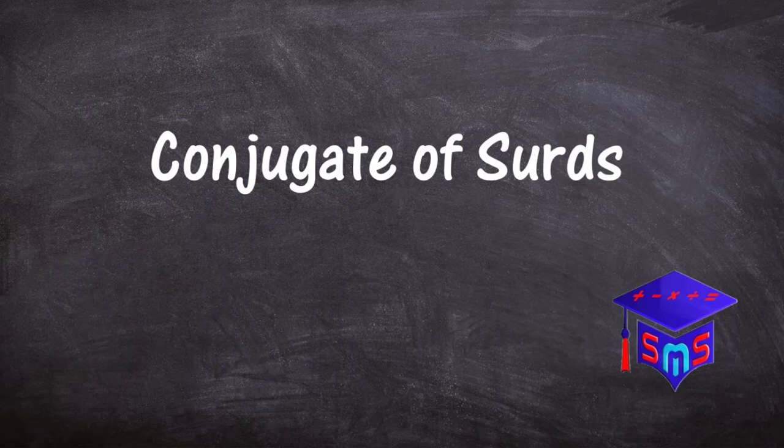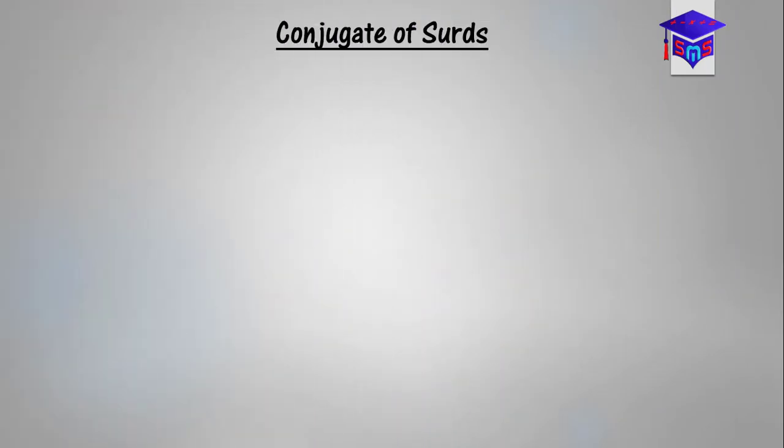Conjugate of surds. If we have a surd like root 5, we multiply it by itself, root 5, to get what? 5, which is a rational number. Then we say the second root 5 is the rationalizing factor of the first root 5.